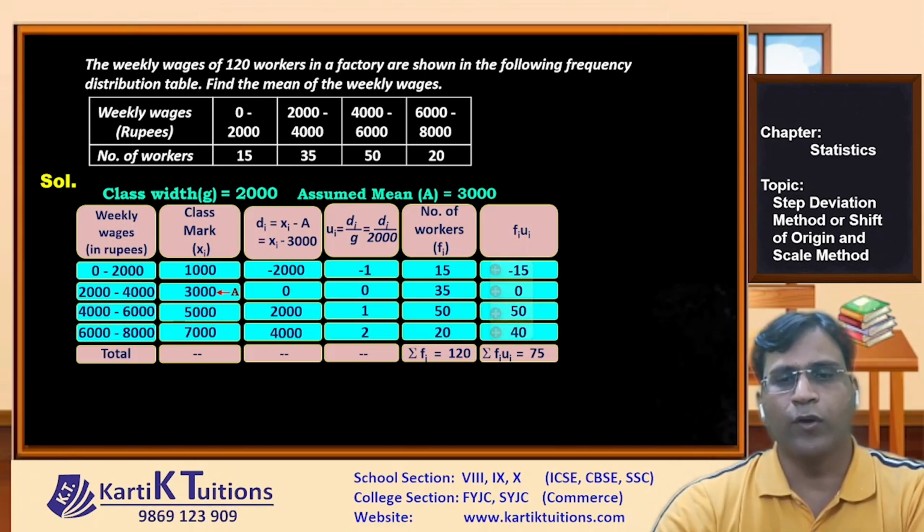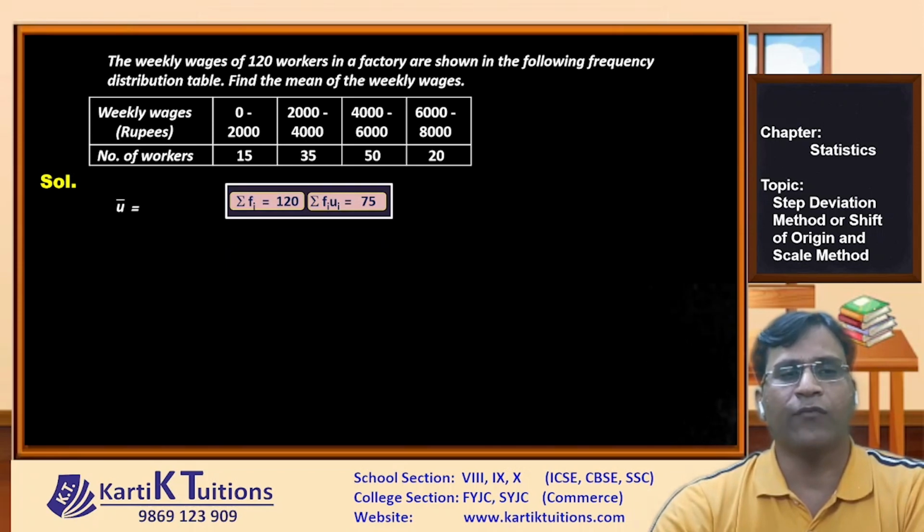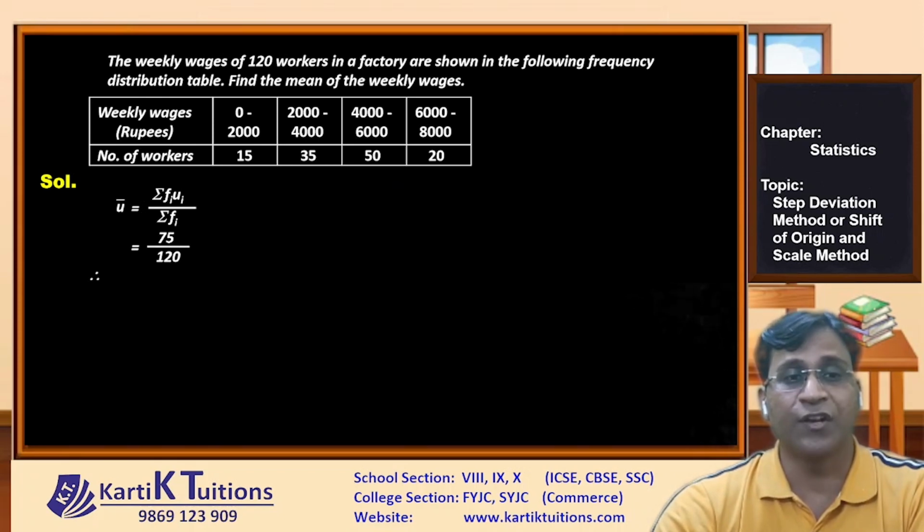Now then we are going to find mean u. Now what is the formula for mean u? Summation of fiui upon summation of fi. So here 75 upon 120. Now first let us reduce this. These both are divisible by 5. So basically when we do that we get it as 15 upon 24.